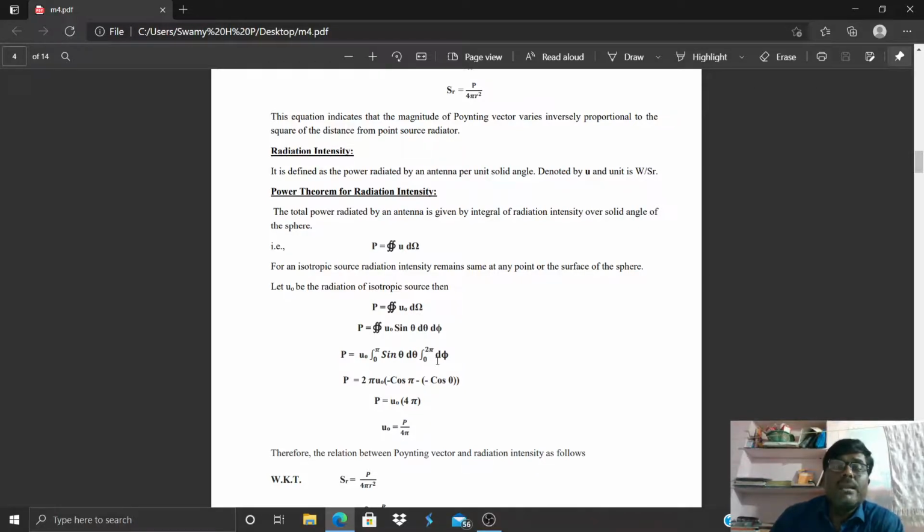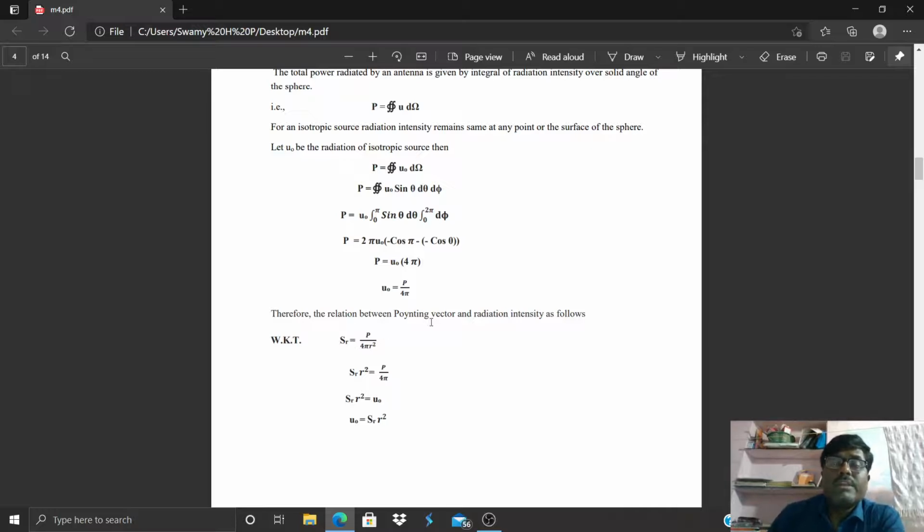So integration of dφ is φ, the upper limit is 2π, so it will become 2π into U naught. Then the integration you have to make it sin θ dθ. Apply this, you will be getting 2. So P is equal to U naught into 4π. So U naught, radiation intensity, is equal to P divided by 4π.